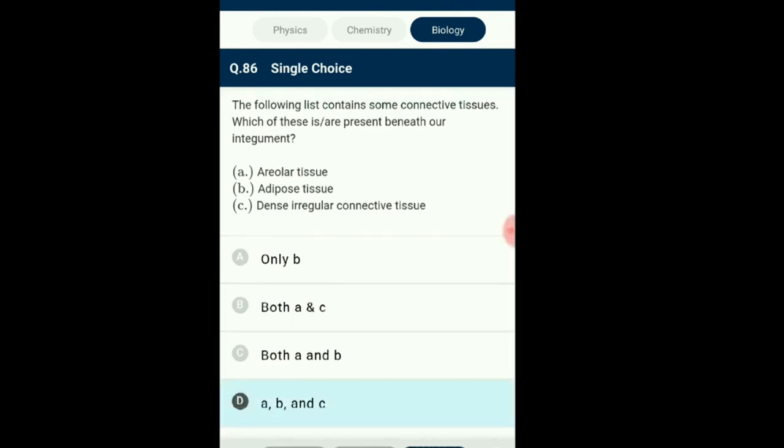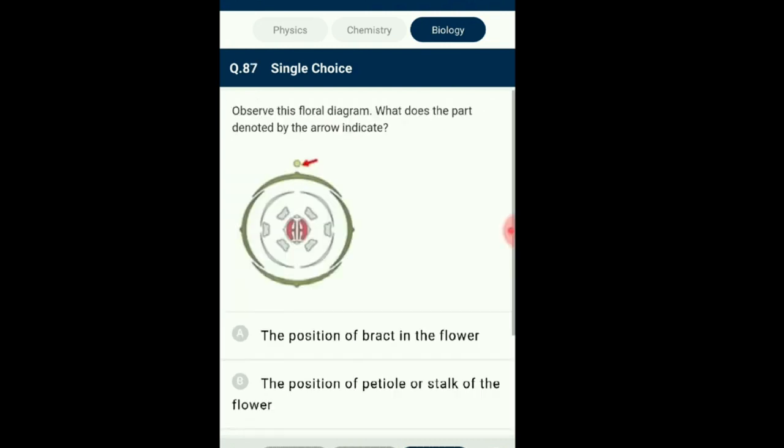So from the given, there are 3 parts given. All the 3 parts are present beneath our integument. Question number 87. Observe this floral diagram. What does the part denoted by the arrow indicate?